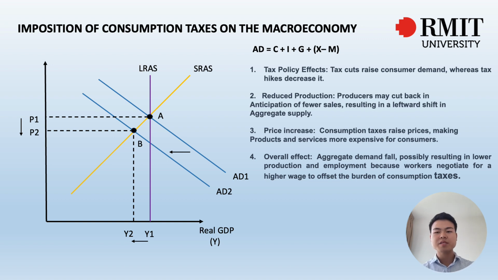As a result, consumers may reduce their spending as they have lower disposable income, and this reduction in consumer spending can lead to a decrease in aggregate demand. It can result in a shift in the aggregate demand curve to the left, as seen on the diagram.